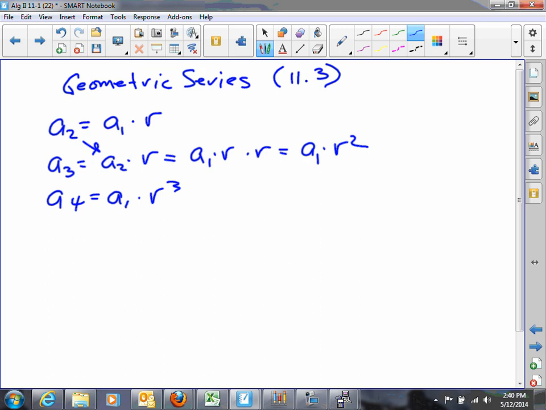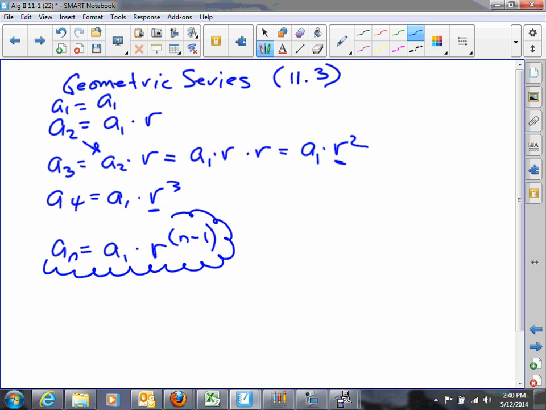And if you look at this pattern that's developing, notice you're not multiplying a sub 1 by r at all. A sub 1 is just a sub 1, but a sub 2 is what you get when you multiply by r one time. A sub 3 is what you get when you multiply by r two times. A sub 4 is what you get when you multiply a sub 1 by r three times. So a sub n would be what you get when you multiply a sub 1 times r n minus 1 times. And this is a formula for the nth term of a geometric sequence, and this is an important one to remember.